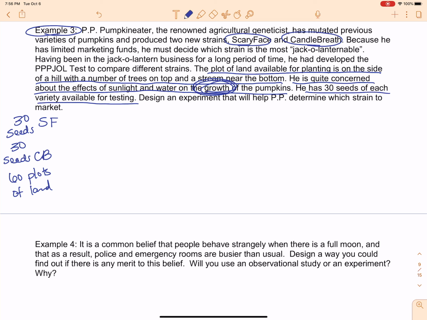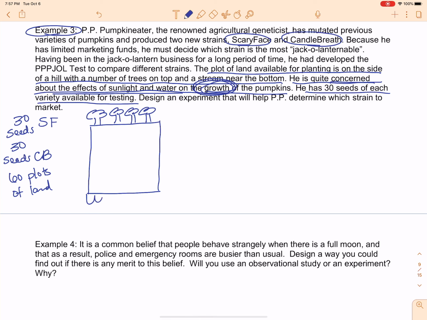plant these seeds. And if you're not familiar with how big seeds are, they're not very big. So when I talk about plots, I'm just talking about little pieces of earth that we're going to plant these seeds in. So we have to think about how we're going to block this because, like I said, he's concerned about the effects of sunlight and water. Well, if you'll think about it, if you're looking straight on at this patch of land, I can see the trees at the top, and I know they're ugly. This is why I don't teach art.